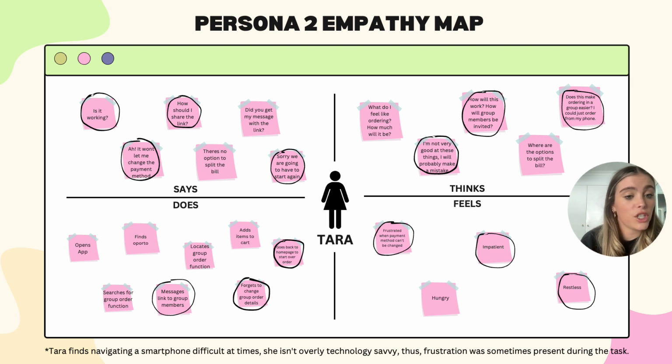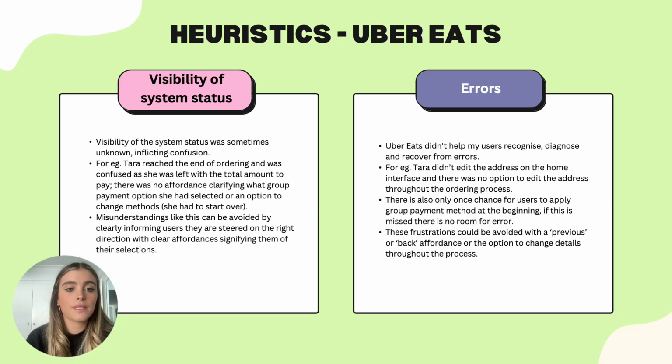She was messaging the link to group members rather than airdropping and forgets to change the details, where she has to go back and start over. Tara finds navigating a smartphone difficult at times. She isn't overly technology savvy, thus frustration was sometimes present during the task. Visibility of the system status was sometimes unknown, inflicting confusion.